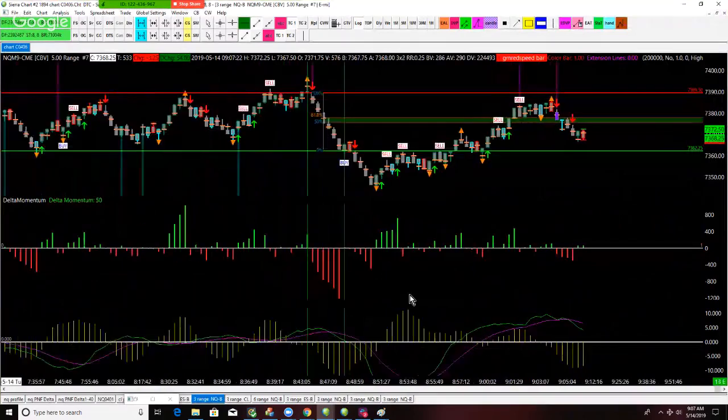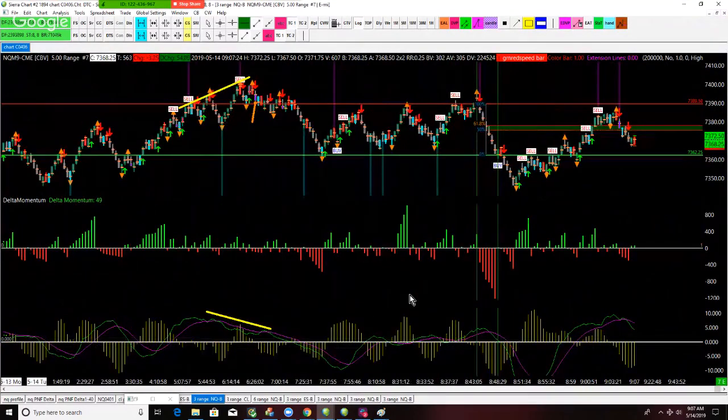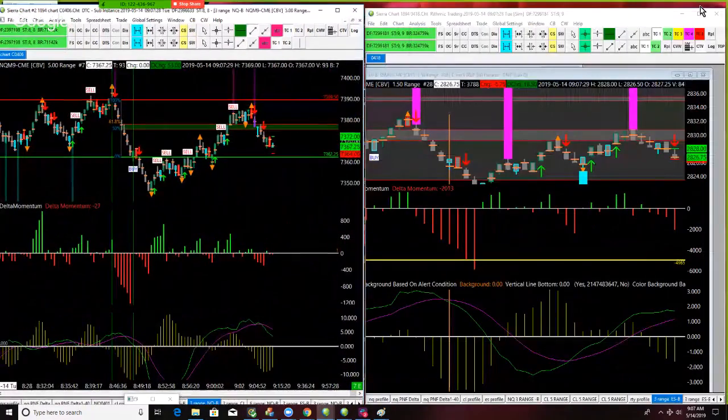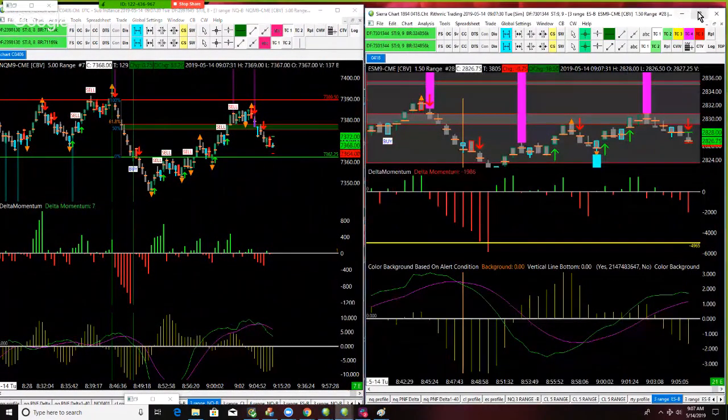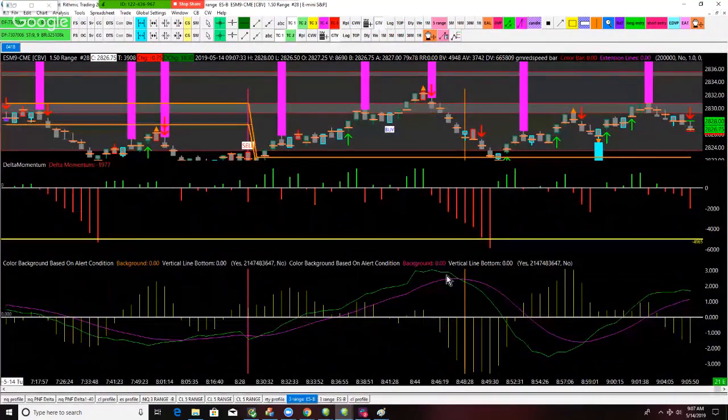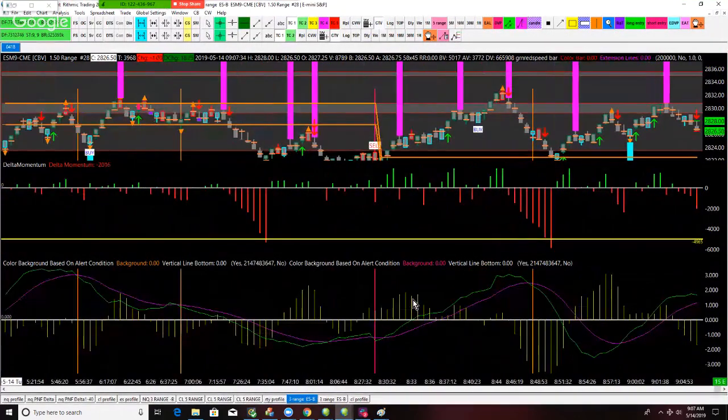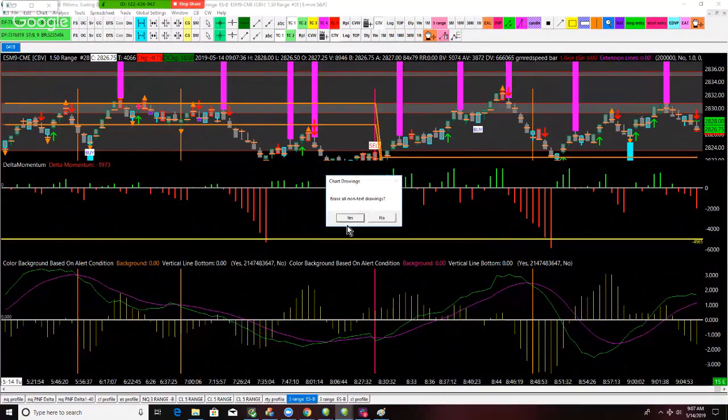Show the picture's the same here at 5 in the morning. Clear divergence. Oh, wait, same chart. Why do I have 2 charts? Oh, because this is ES. Got it. I think I need to erase some of the lines I've drawn on here.